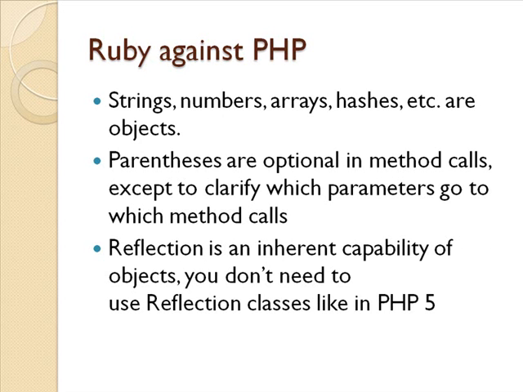Let's see Ruby against PHP. Strings, numbers, arrays, hashes, etc. are objects. Parentheses are optional in method calls, except to clarify which parameters go to which method calls. Reflection is an inherent capability of objects. You don't need to use reflection classes like in PHP 5.